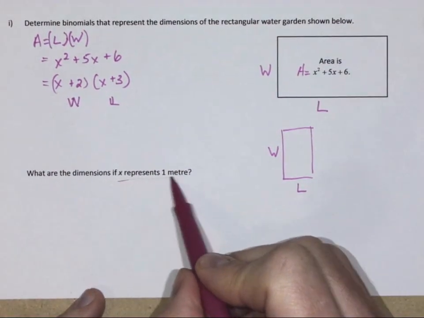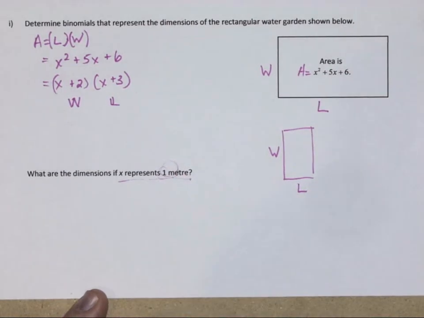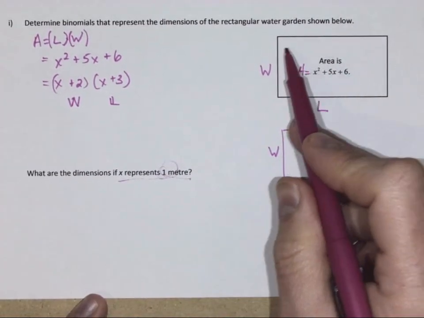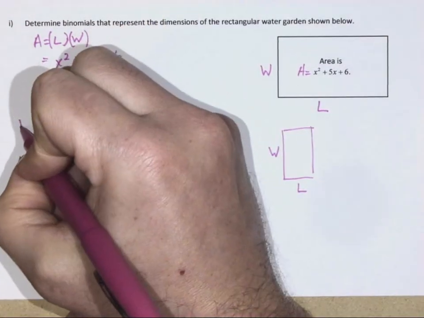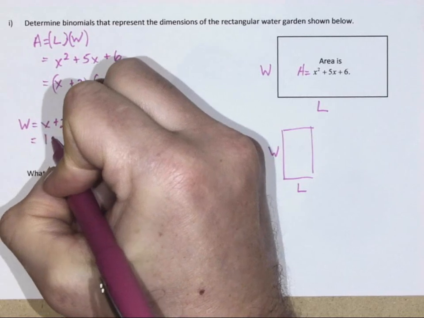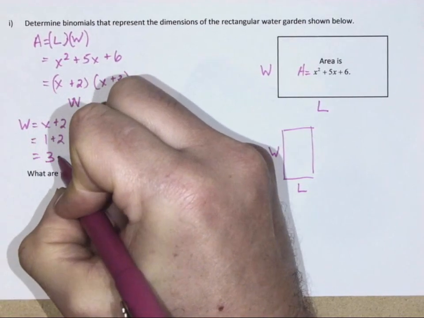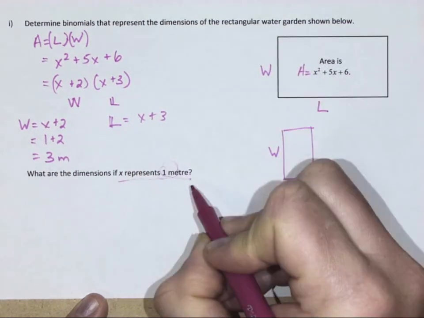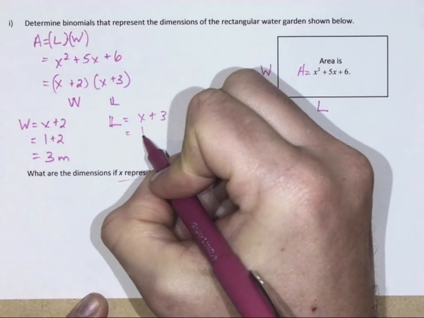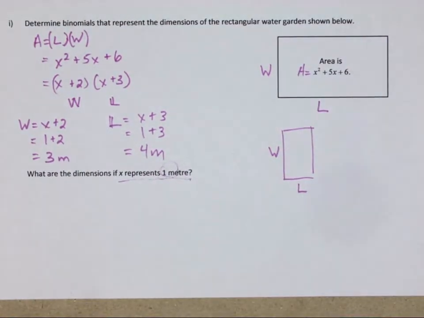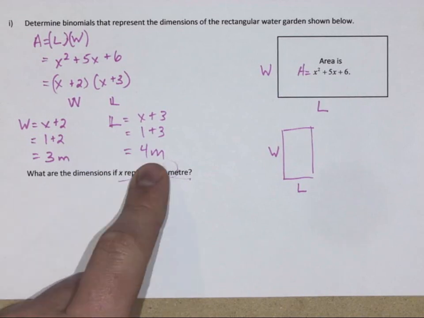Now, if I tell you that x is actually worth 1 meter, can we figure out the dimensions of this rectangular water garden? So for the width, once we know x is actually worth 1, the width is 3 meters. For the length, the length is 4 meters. If we want to double check, we can check the area. Length times width, 3 times 4 is 12.